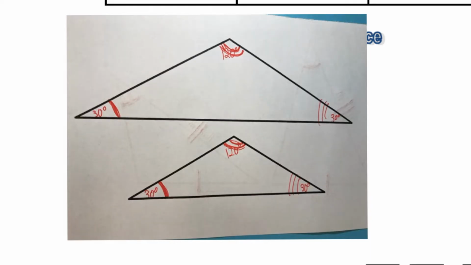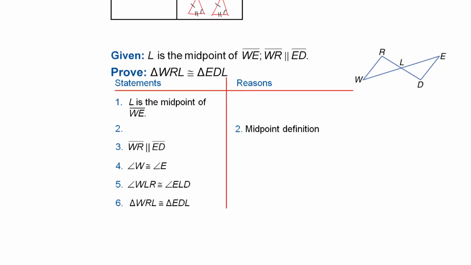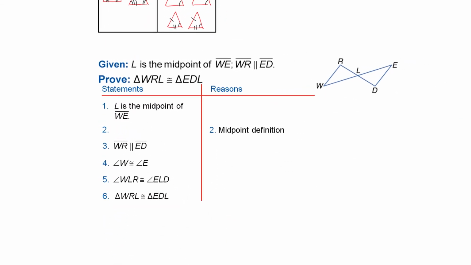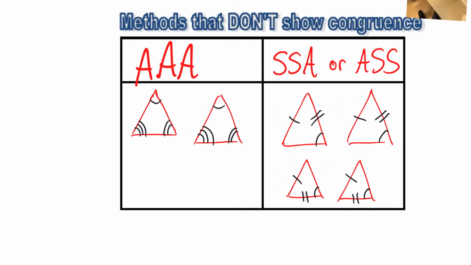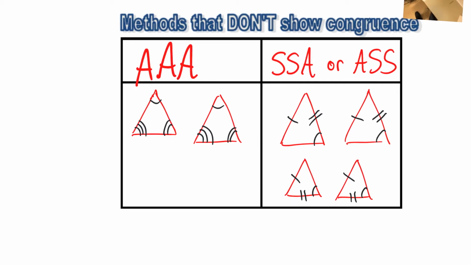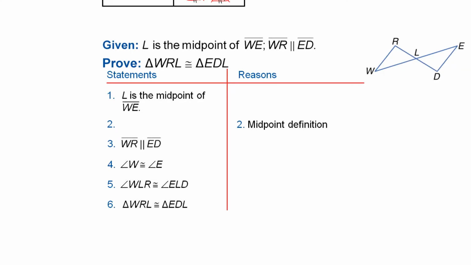All right. So let's go ahead and look back to that other one. All right, back over here. So again, what I was doing right there is just showing you why that's true. Just giving you an example of those. All right, so down here on this proof. So number one, how do I know L is the midpoint of WE? Boom, right there. Exactly, because it's given.